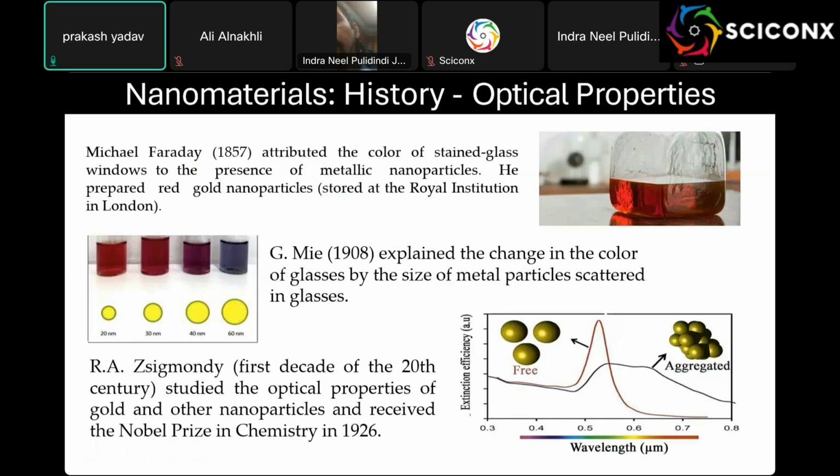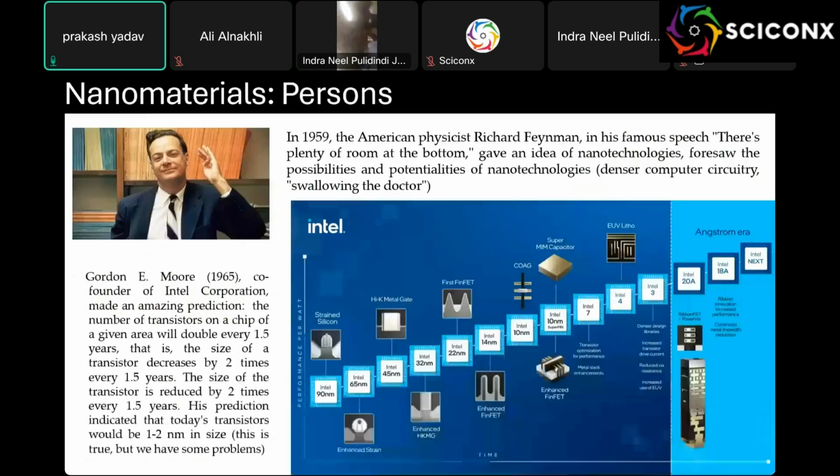R. A. Zsigmondy studied the optical properties of gold and other nanoparticles, and he received the Nobel Prize in Chemistry in 1926. On the right side of the example, you clearly see wavelength versus excitation efficiency. When the particles aggregated, meaning bulk particles, the excitation peak is very broad and not sharp, and it is shifted towards the red. But when we make nanoparticles, the peak is sharp, so we get that sharp peak, and it is shifted towards the blue. That is the beauty of nanoparticles.